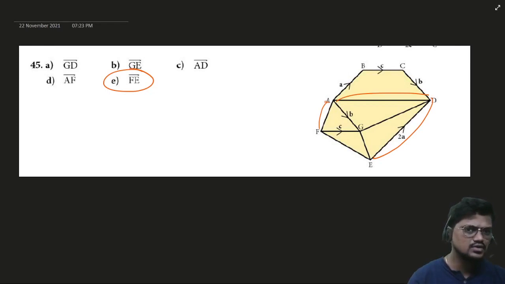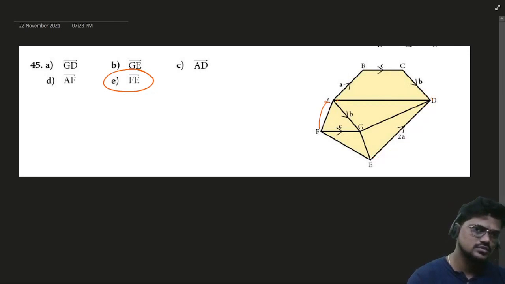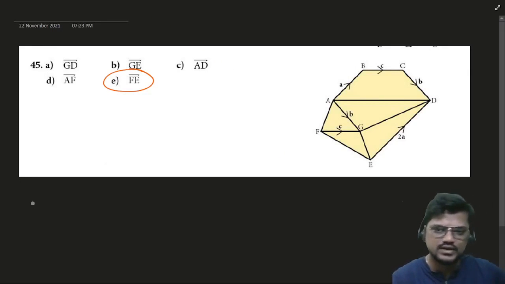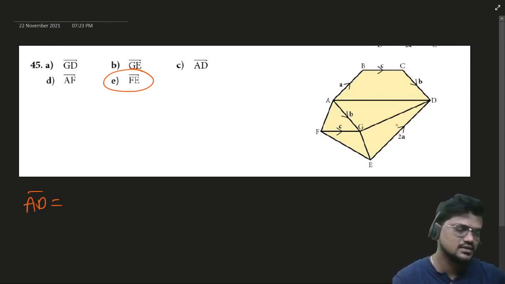For AE, how will you find AE? You don't have to find AE. No, GE. For GE, yeah. But if you don't want to find GE, see how do we find it? See, I'll tell you. First, you can find what is vector AD. AD will be AB plus BC plus CD.